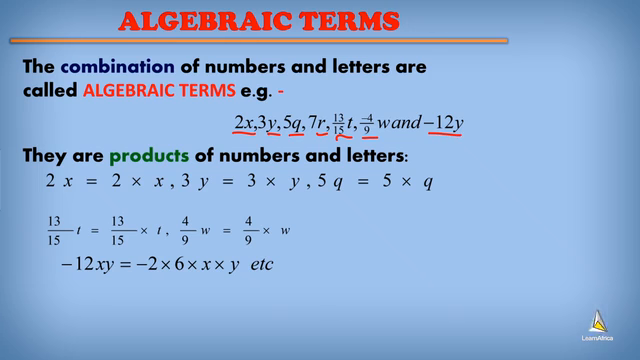You see, these are products of numbers and letters. By product, we mean multiplication, or bringing them together and multiplying them. You can see 2x is a product of 2 and x. And we have 3y as a product of 3 and y, and so on. We also have fractions, where we have 13 over 15t as a product of 13 over 15 and t. So we can have as many examples as possible for algebraic terms.